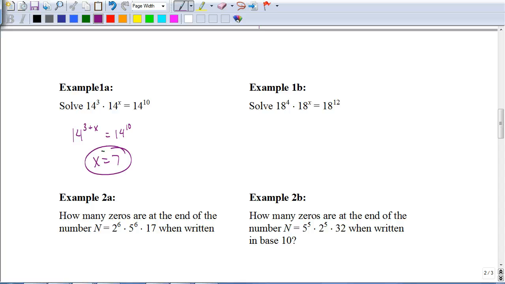Let's look at the next one. Take a second to look at that and figure out what x would be. Did you get x is equal to 8? If you did, you did it right, because since the bases are the same, we're going to add the exponents. So trying to figure out what x would have to be to get 12 as an exponent. Well, 4 plus 8 is 12. If you didn't know that, you'd set it up as an equation and subtract 4 from both sides. And like I said, you get x equals 8.